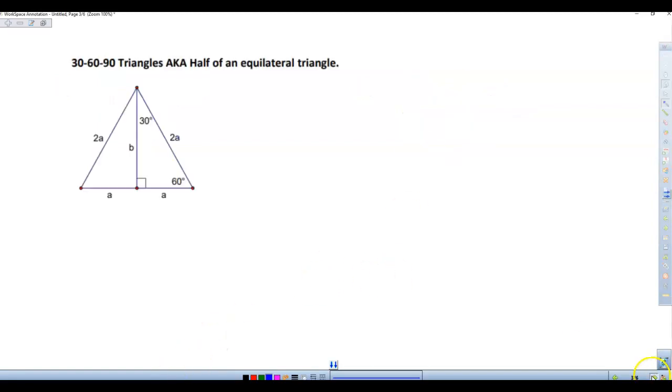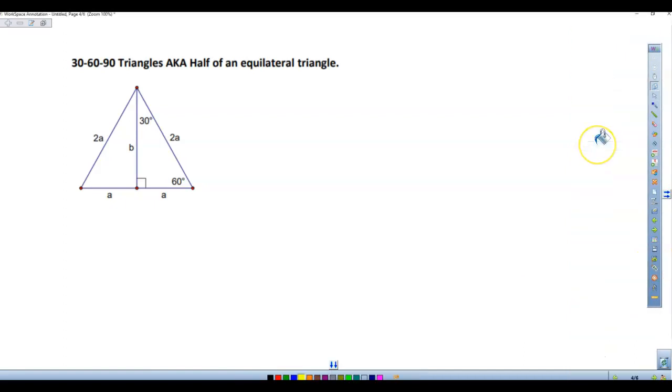So the next type is called the 30, 60, 90 triangle. And the 30, 60, 90 triangle is half of an equilateral triangle. And this is how it can kind of establish part of the relationship. So originally here you've got a side that's 2A, a side that's 2A, and a side that's 2A. So it's an equilateral triangle, which would make all the degrees 60.